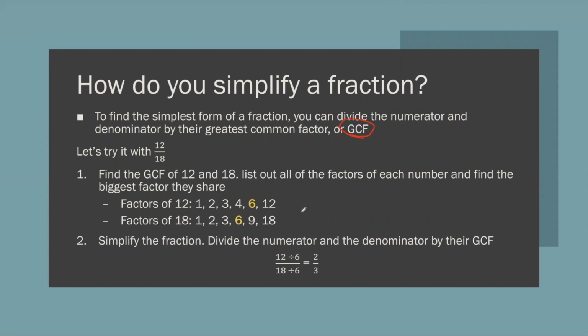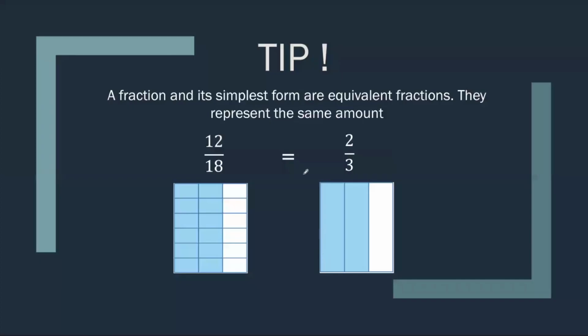So we want to simplify the fraction. In order to do this, you're going to divide the numerator and the denominator by their GCF, which we know is 6. Although 4, 3, 2, and 1 all go into 12 and 18, 6 is the highest. So you're going to divide 12 by 6 and 18 by 6, and you get 2 over 3. So fractions in simplest form are equivalent fractions. They represent the same amount. As you can see here, 12 over 18 and 2 over 3 are equivalent. One is just in the simpler form.